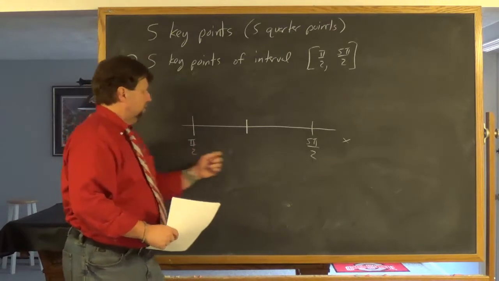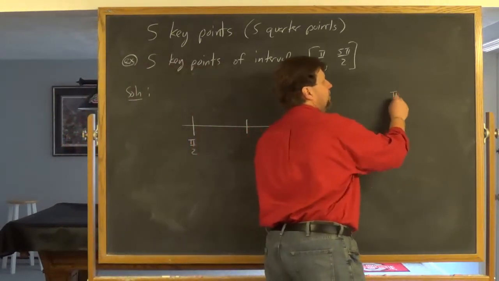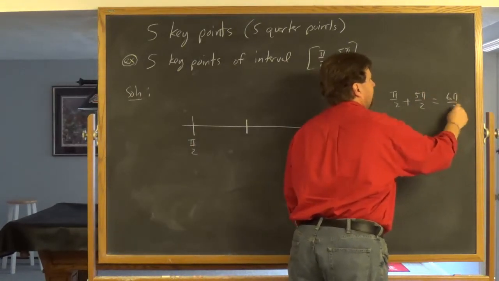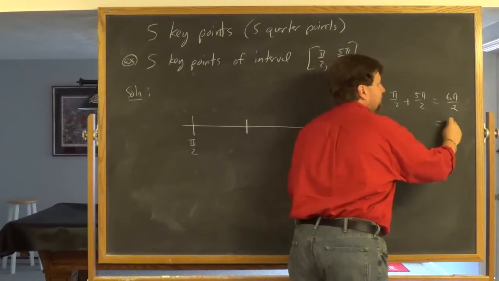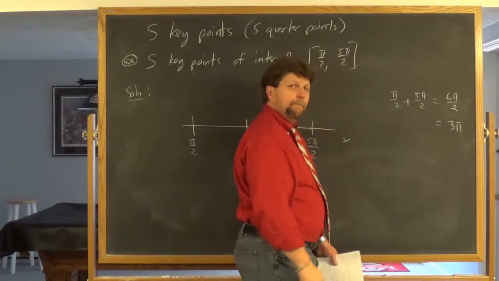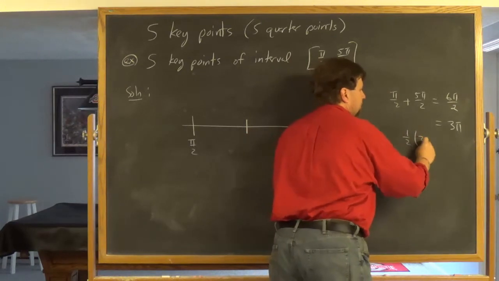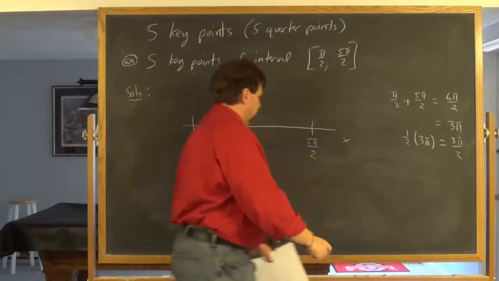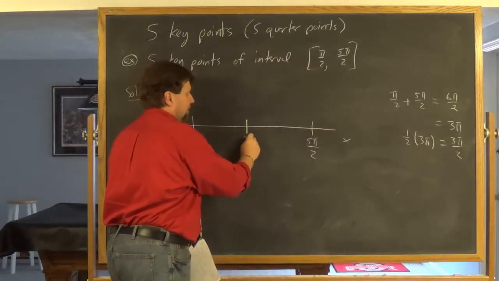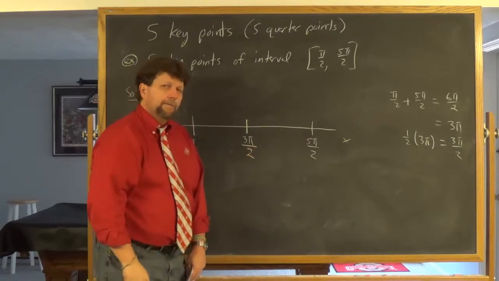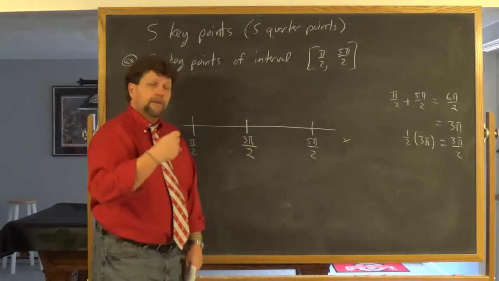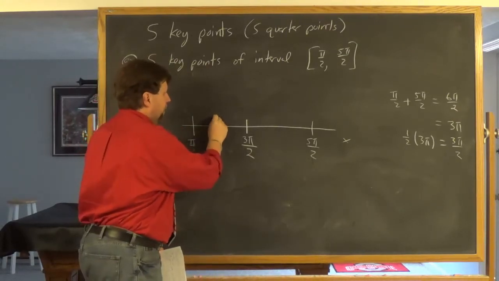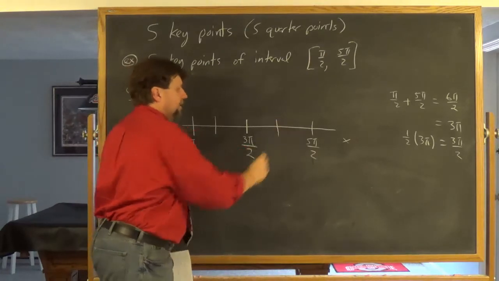So if I add these two together, pi over 2 plus 5 pi over 2, that's 6 pi over 2, which reduces down to 3 pi. If I take half of that, I get 3 pi over 2. So that means this midpoint here is 3 pi over 2. So the 2 remaining quarter points to find are the first quarter point and the third quarter point.